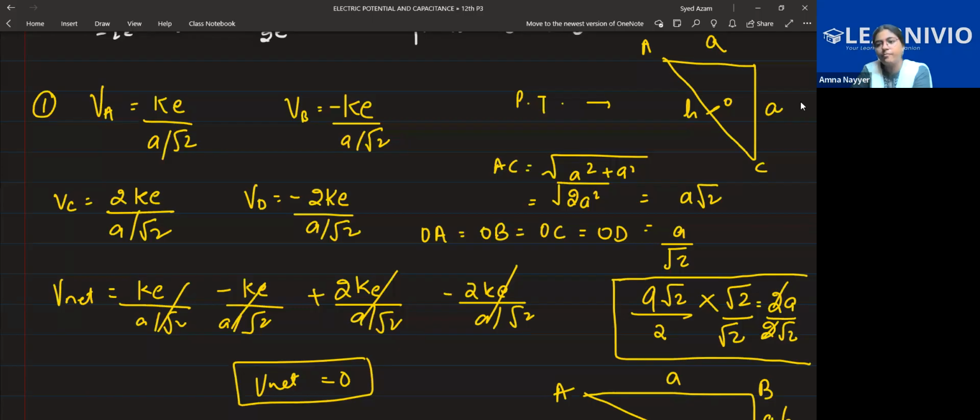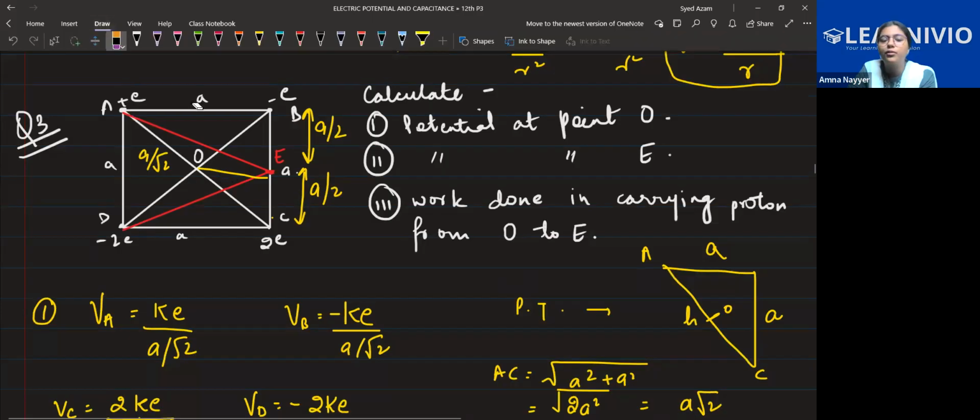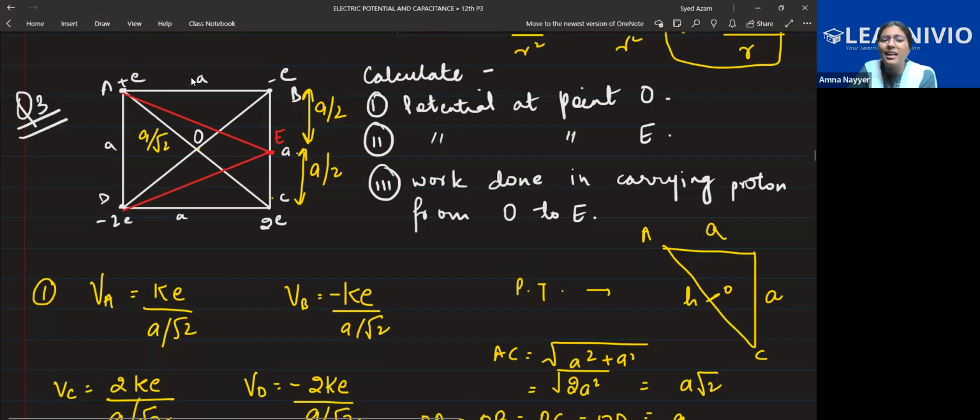Class, the third part is very easy. It says work done in carrying the charge from O to E. Now, class, don't make this mistake. Many students join O with this A and try to calculate the work done using force and so on. Nothing, class. What is work done? Work done is charge into change in potential. So from O, potential at O is the initial, E is the final. Charge into VE minus VO. That's it. You have calculated VO, you have calculated VE.